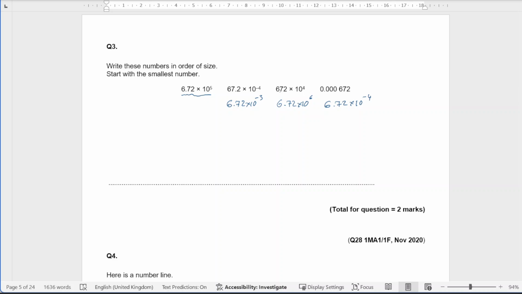Because we've got the same digits, 6.72 for all of them, we can just put them in order of their powers. So the smallest one then is going to be this one, which started out as 0.000672. My next smallest is this one, which started out at 67.2 times 10 to the minus 4, sorry. My next smallest one then from this list is this one, which was 6.72 times 10 to the 5. And then finally, that leaves me with my final one, which started out at 672 times 10 to the 4.